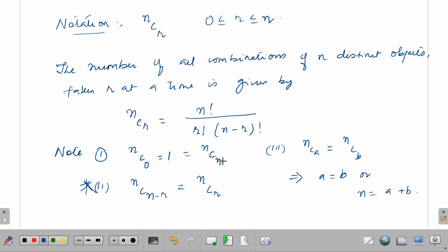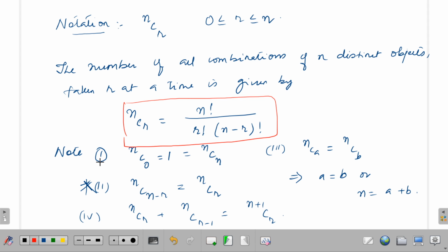Lastly, I can go with point number 4. For point number 4, I can say that NCR plus NC(R minus 1) is nothing more than (N plus 1)CR. So every point is important, so don't forget this. That's the basic formula for your combination: the first point is that, the second point is very much important, then comes your third point, then lastly the fourth point. Okay, so let me directly begin with the exercise then.